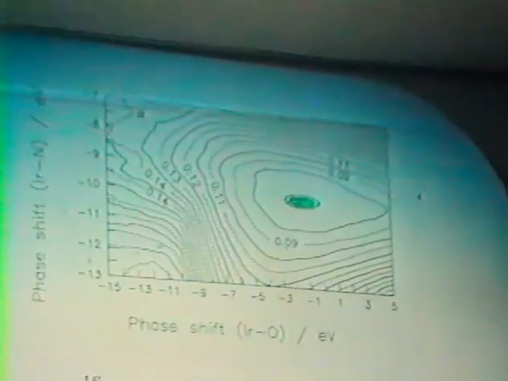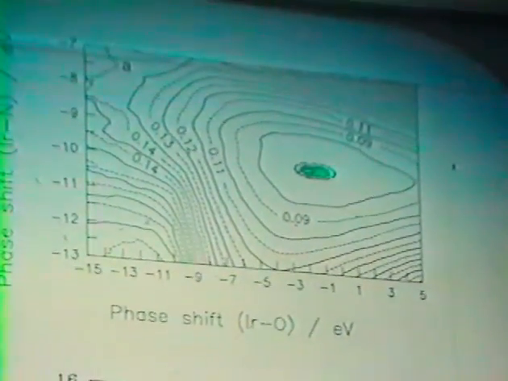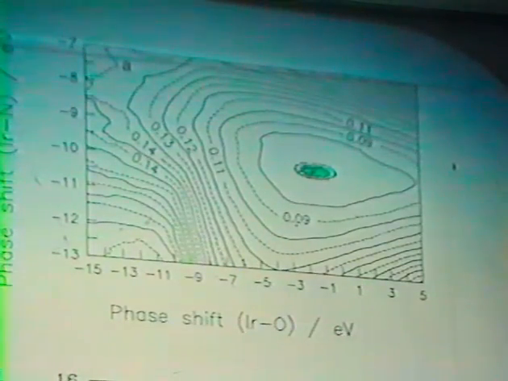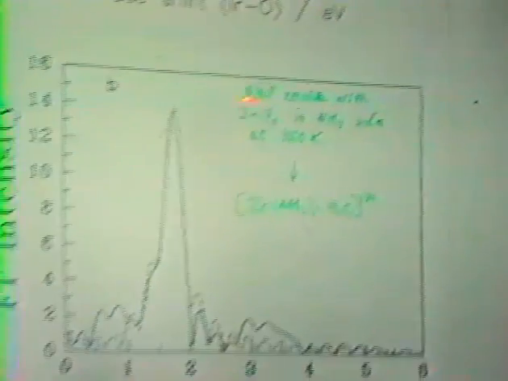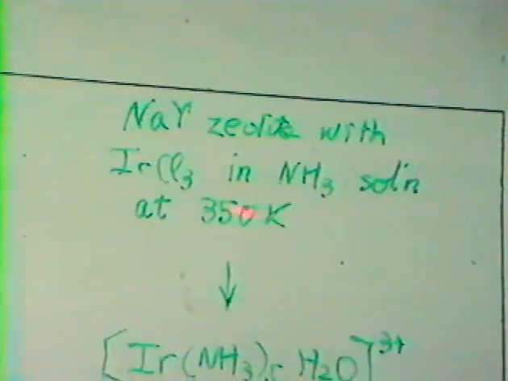This is an example of the fitting for a new precursor, which is prepared by heating sodium Y in iridium chloride solution in ammonia solution.